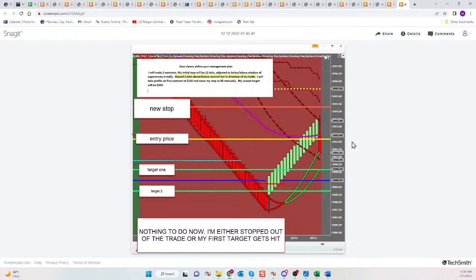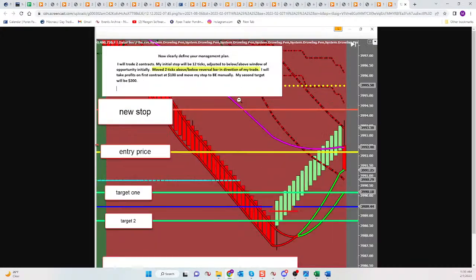Let's take the second picture. My stop will be moved 2 ticks above or below the reversal bar in the direction of my trade. So when I get this reversal bar in the direction of my trade, you can see that my new stop, I've reduced my risk, and my profit targets don't move because I'm very mechanical.